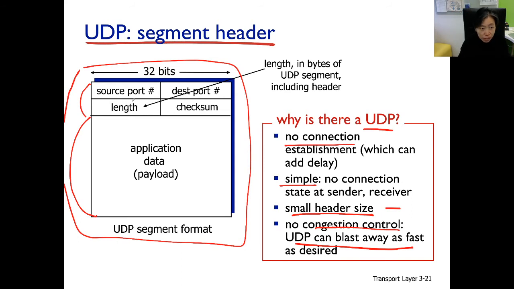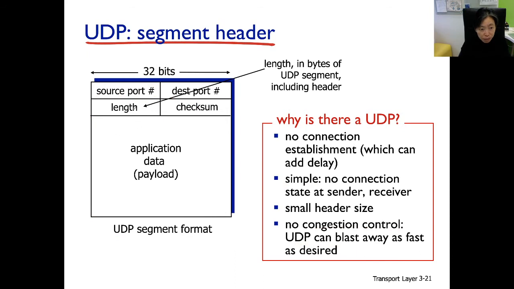Okay. So there are 4 fields in the header: the source and the destination port number, which we've already talked about. The two other fields we have not yet talked about: length. This is the size of the UDP segment entirely, including header and data. And the unit to count the length is byte. Last is the checksum.